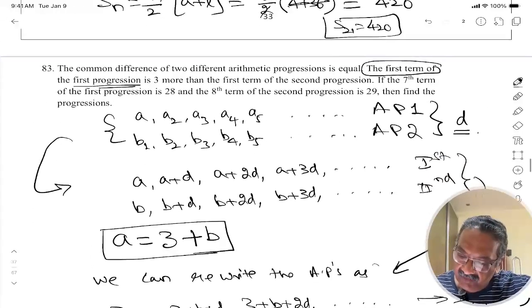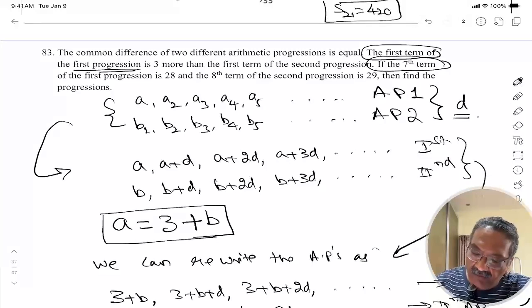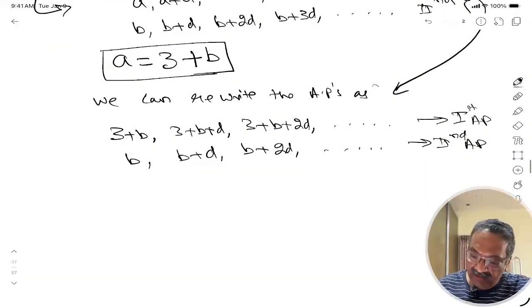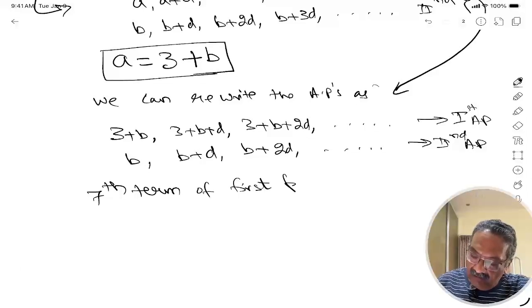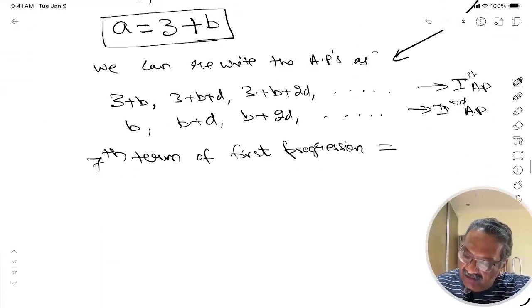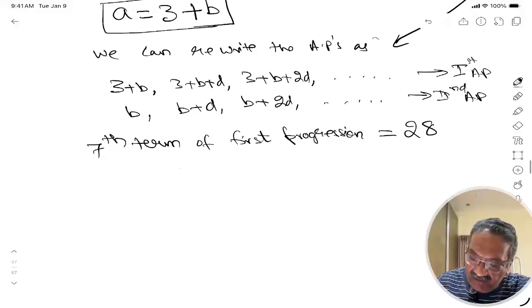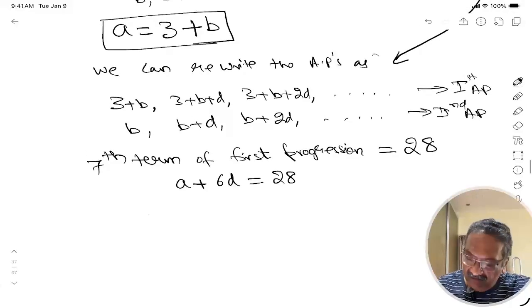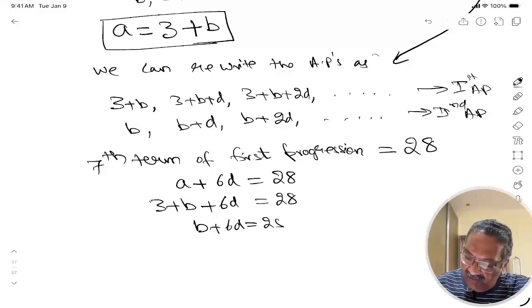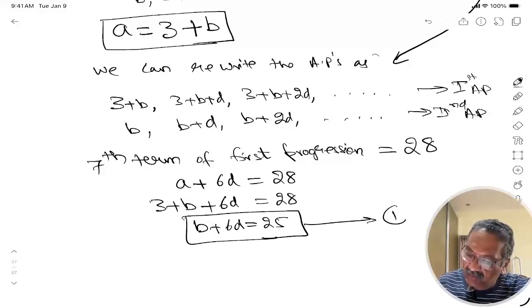What does he next say? The 7th term of the first progression is 28. What is the 7th term of the first progression? That means A plus 6D is 28. But what is A? A is 3 plus B, so B plus 6D is 25. This is one equation we have got.